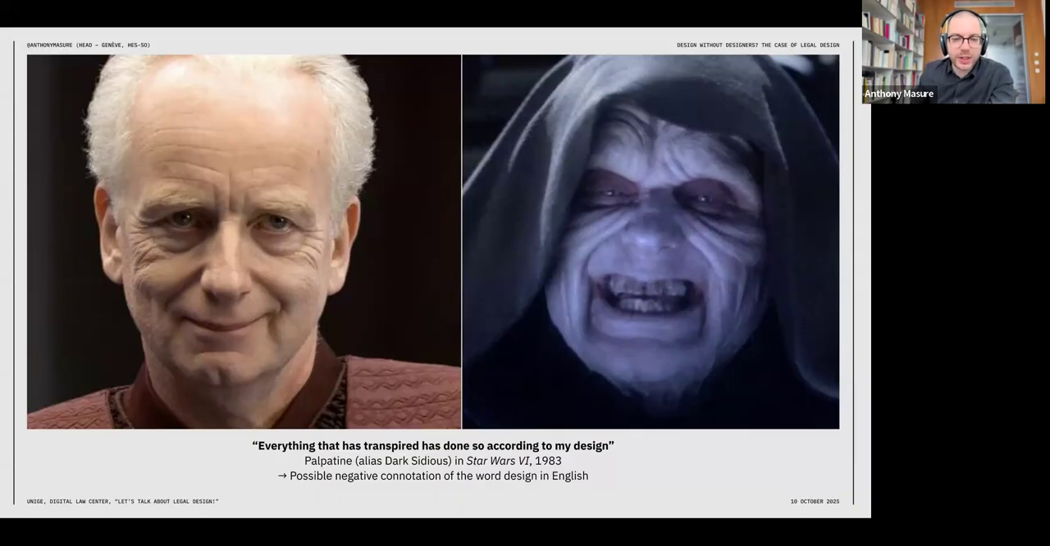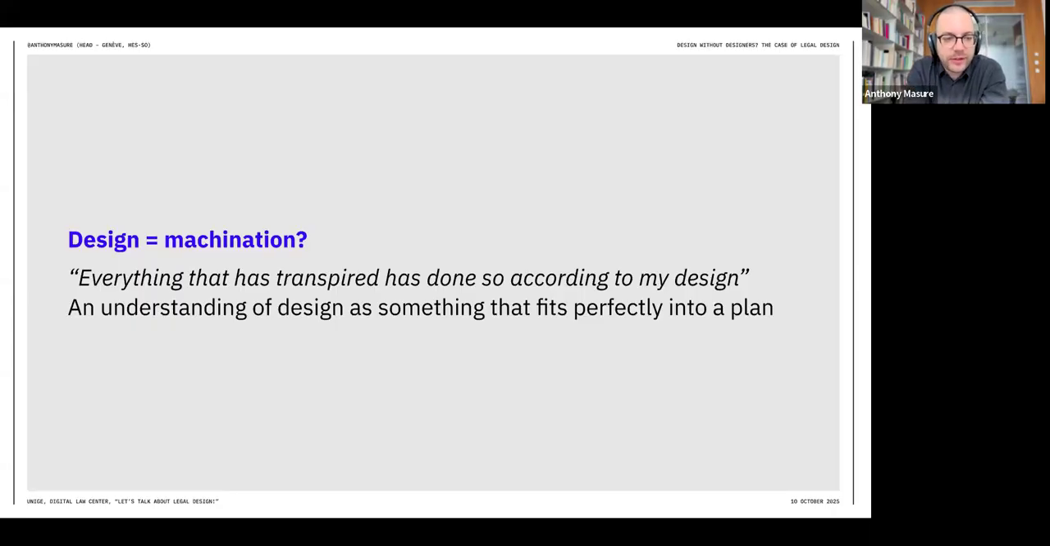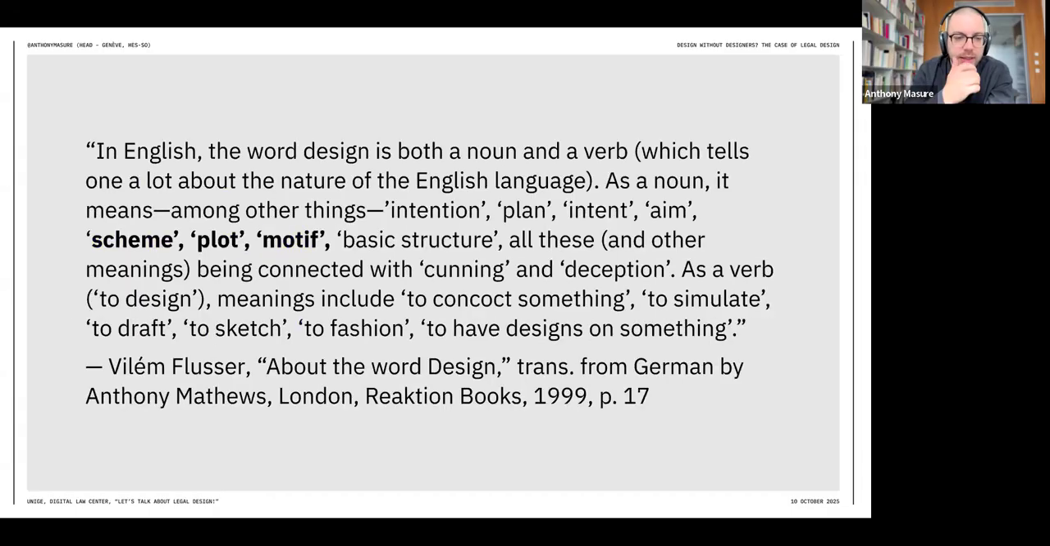In English, and it's difficult for me because I'm French, design does not have the same meaning as in French. In English, design could have a negative connotation, such as machination. That's what the theoretician Vilém Flusser said in a book about design. So it could be a scheme, a plot, a motif, a deception, to concoct something, to stimulate, to drive, to sketch, to fashion. So it could be positive, but not so much. It depends on the point of view.